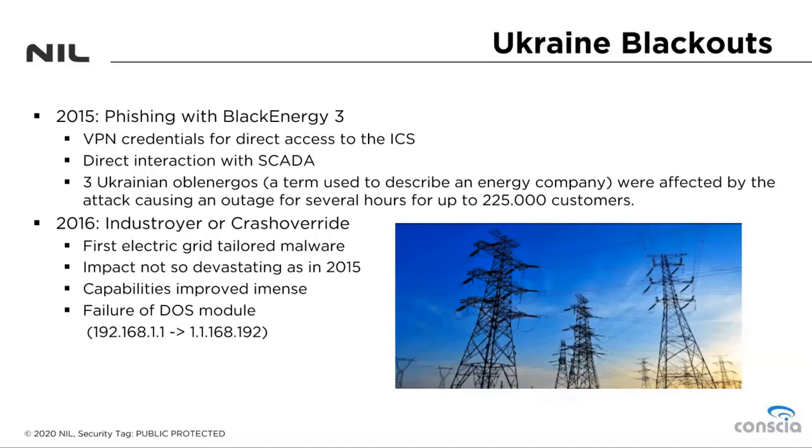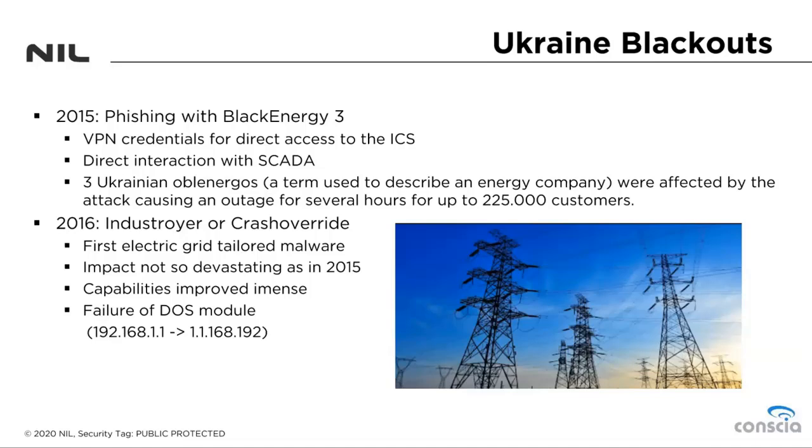Although the damage was not as high as in the previous attack, the capabilities were. It is not known how the attacker got in. Maybe they didn't even leave the system. They used Industroyer, or Crash Override, as the final piece of malware that should affect electrical grid operation. But actually, it came with a flaw.